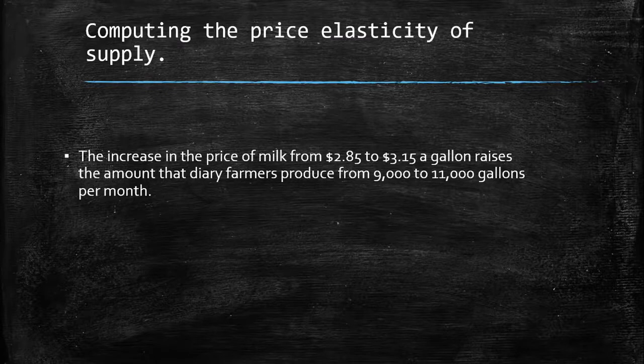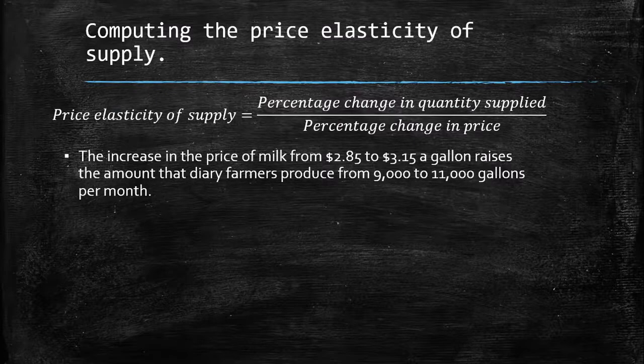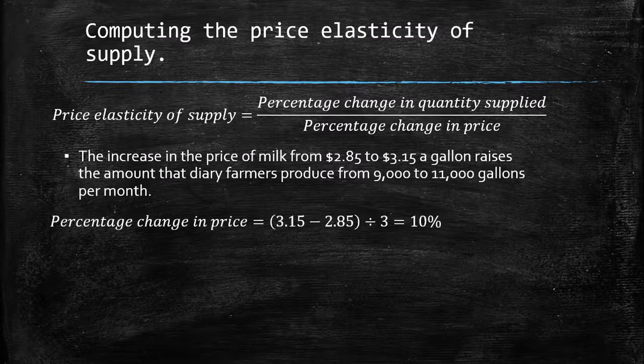How do we compute the price elasticity of supply? It's going to be the same. Always when we are talking about elasticity, it usually works the same. In the numerator we have the change in the quantities, and in the denominator we have the change in the price. Here we're going to put in some numbers. There is going to be an increase in the price of milk from $2.85 to $3.15 a gallon. It raises the amount that dairy farmers produce from 9,000 to 11,000 gallons per month.